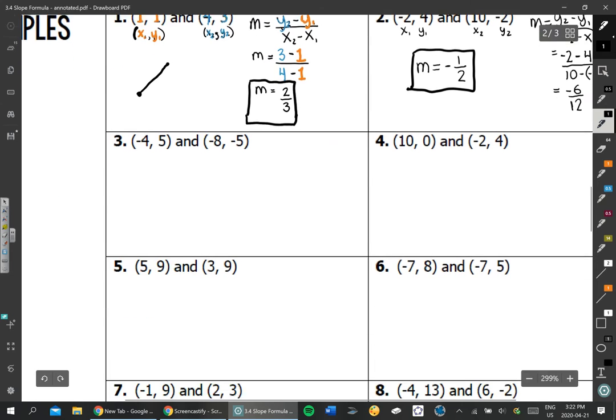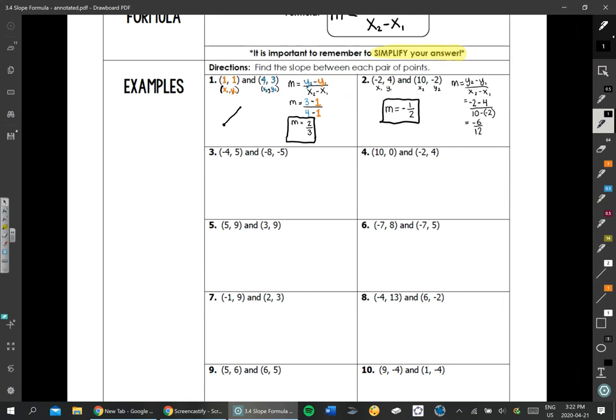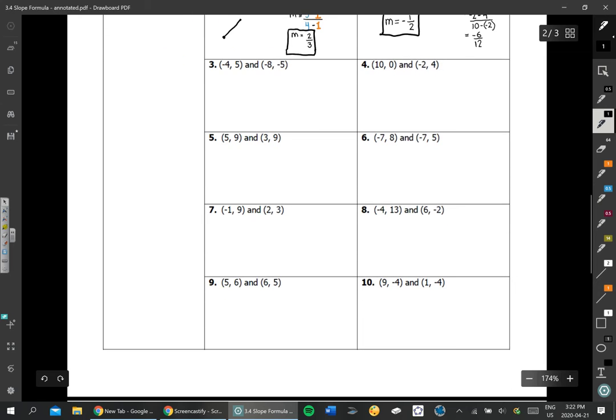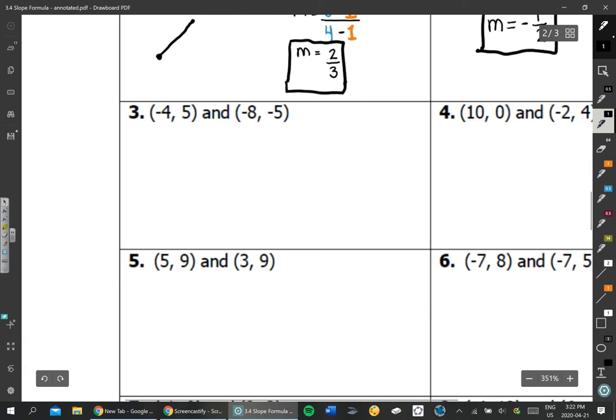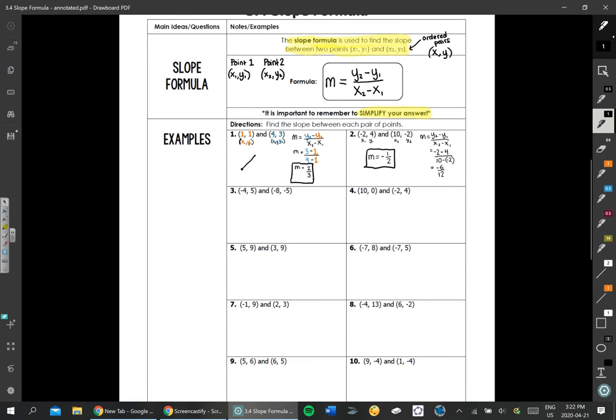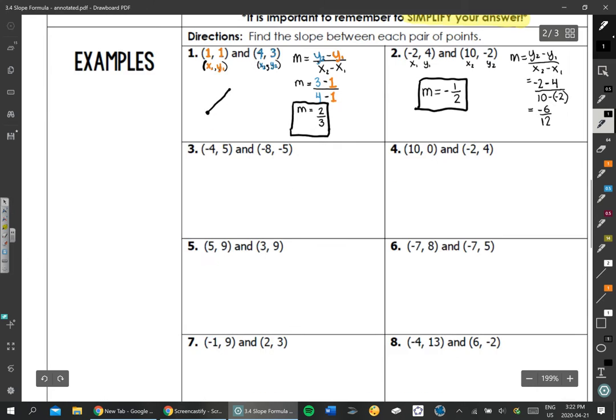Now, I'm not going to do all of them because I'd like you guys to have some practice, but I do want to make sure that you guys pay attention to when you have positive and negative numbers in your coordinates. So maybe let's do question 3, which has a few negative numbers, and then I'm going to leave the rest of this page for you to complete. So I'm going to do question 3.